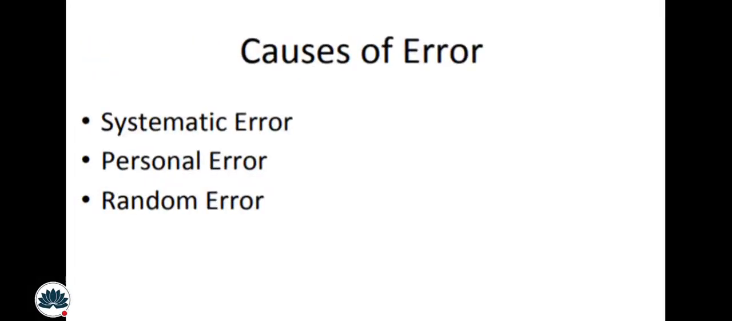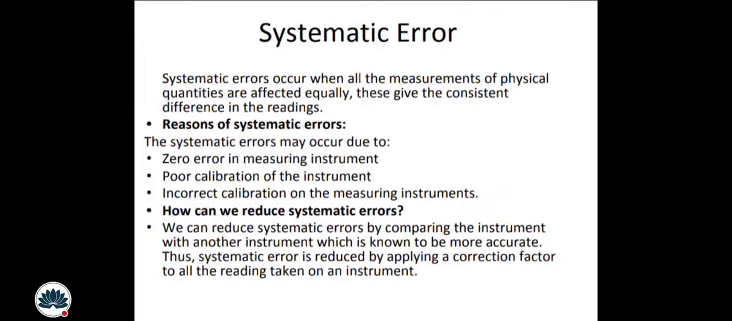What are the causes of error? There are systematic error, personal error, and random error. What is a systematic error? Systematic errors occur when all the measurements of physical quantities are affected equally. These give a consistent difference in the reading.